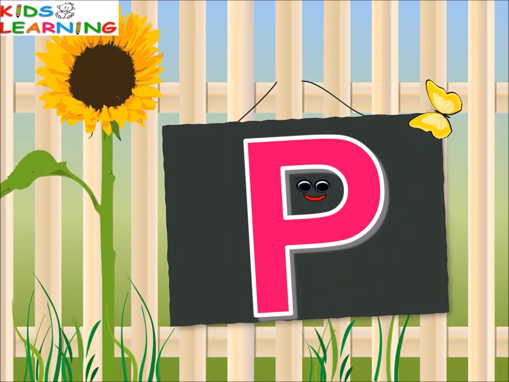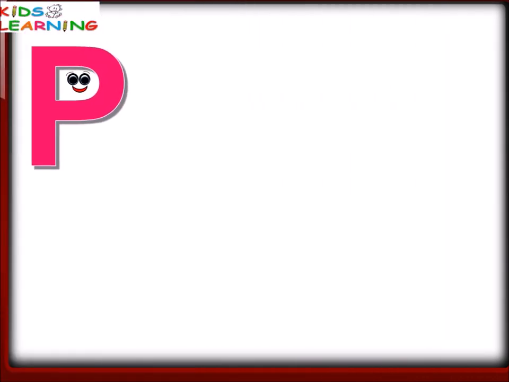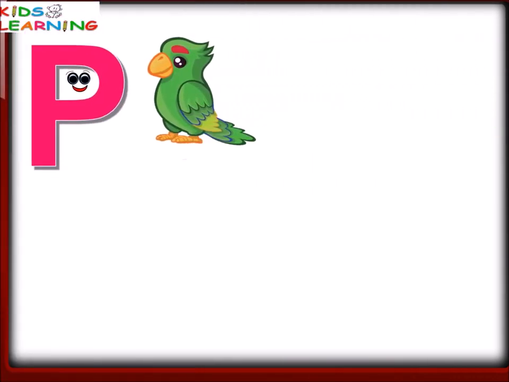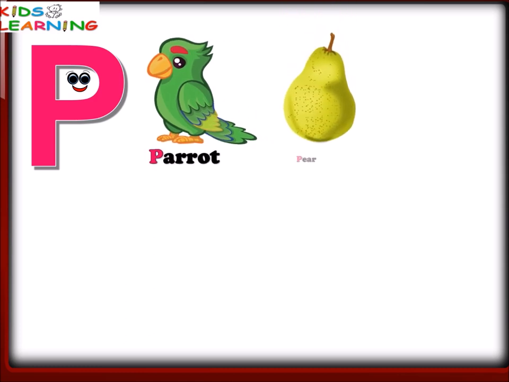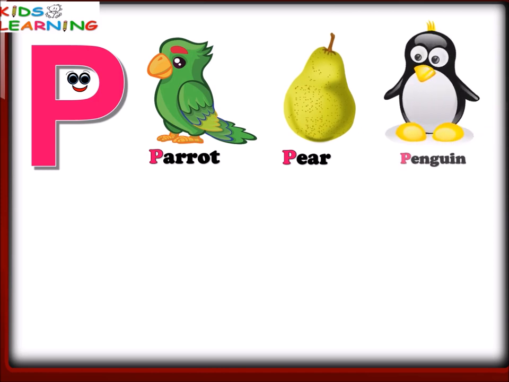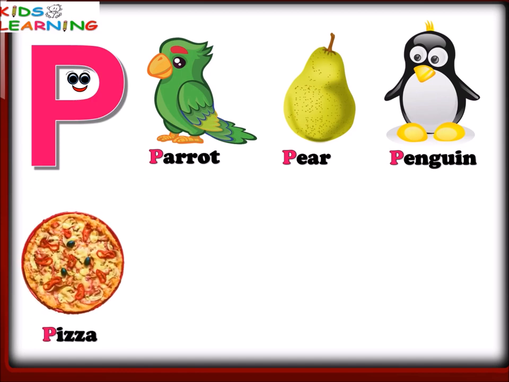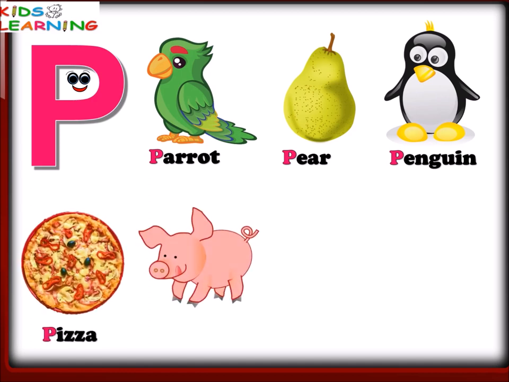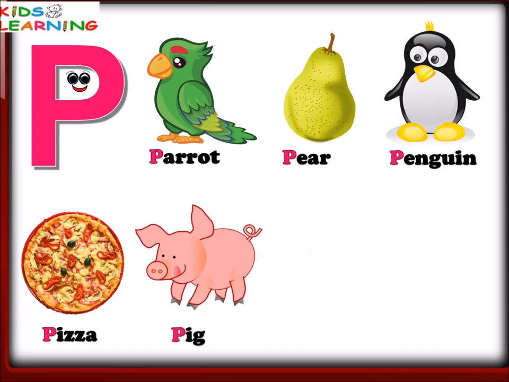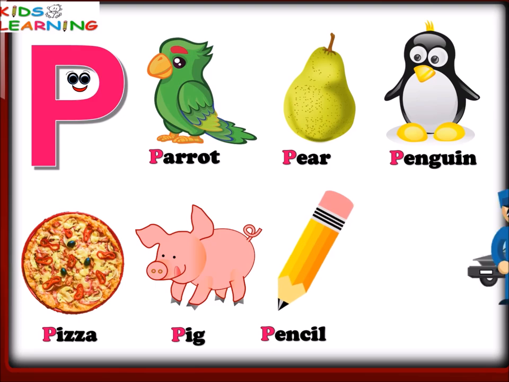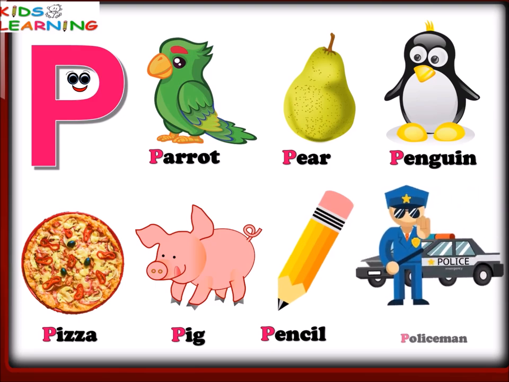P. P is for parrot. Pear. Penguin. Pizza. Pig. Pencil. Policeman.